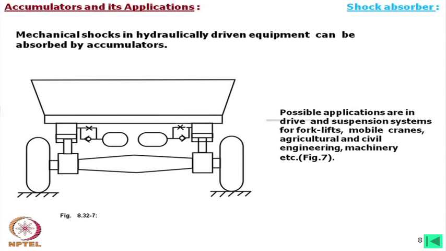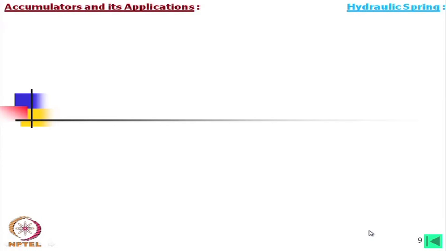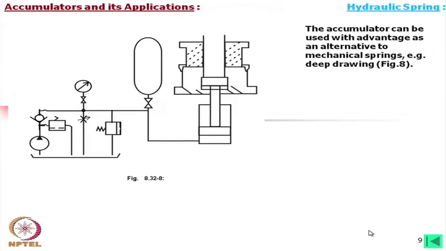However, you may find that a similar or very small accumulator can also be used for vibration isolation in small vehicles. Now, I have just mentioned the hydraulic spring. In that case, again we will find that this can be used as a hydraulic spring.